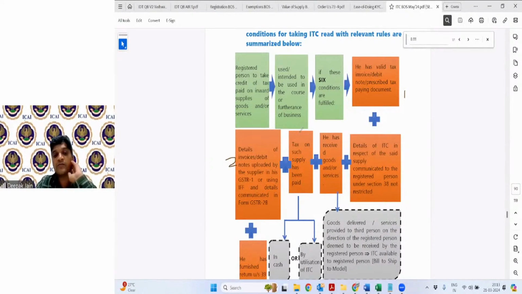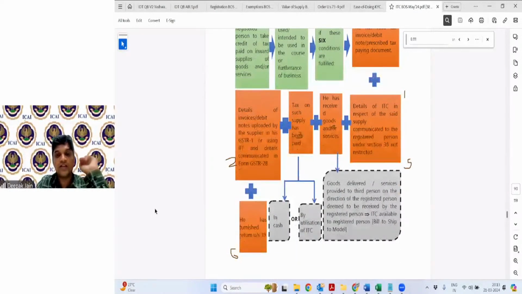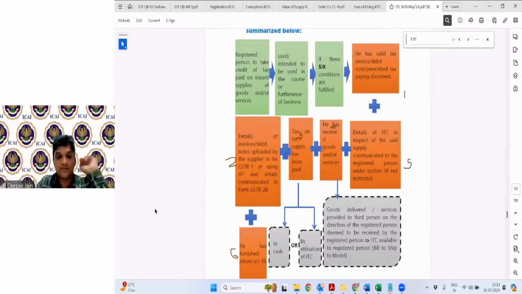Tax on such supply has been paid. This is the third condition. He has received goods and services. This is also one of the important conditions. Details of ITC in respect of such supplies communicated to the registered person under section 38 are not restricted. Then he has furnished the returns under section 39. So these are the 6 conditions which have to be satisfied.